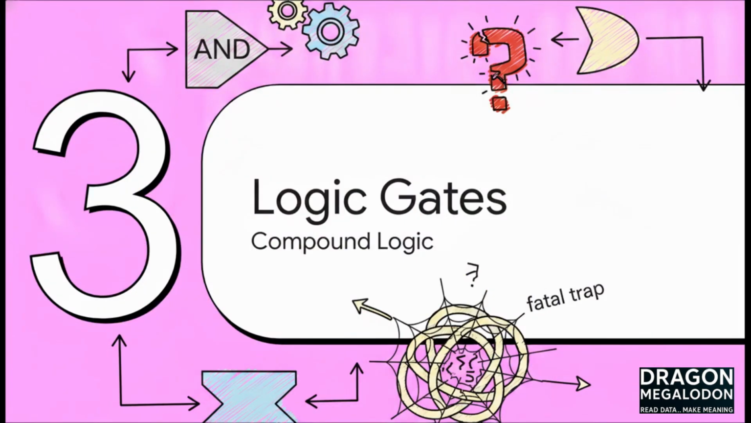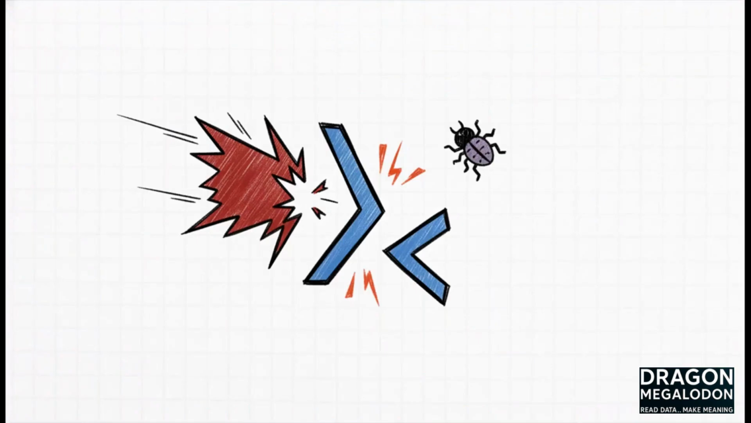Which brings us to Section 3, logic gates. Okay, fatal bug alert. Listen to me carefully here, because this is exactly where most developers totally destroy their own code. Multiplying or dividing by a negative number acts as a hard trigger that reverses the direction of the inequality sign entirely.